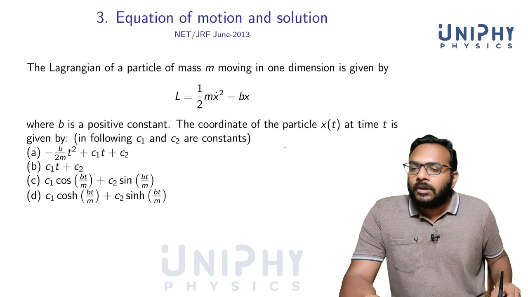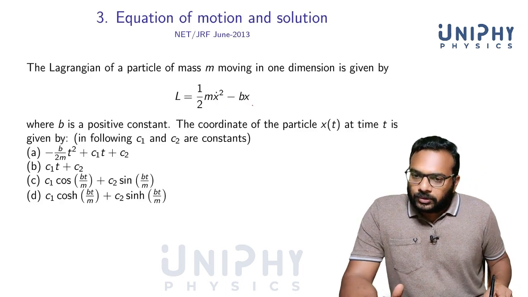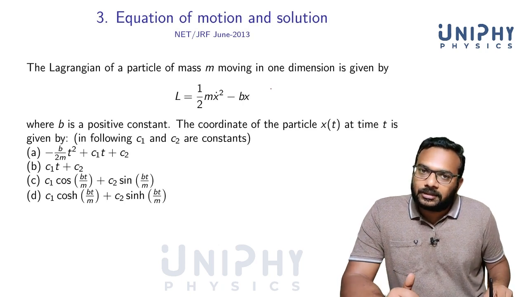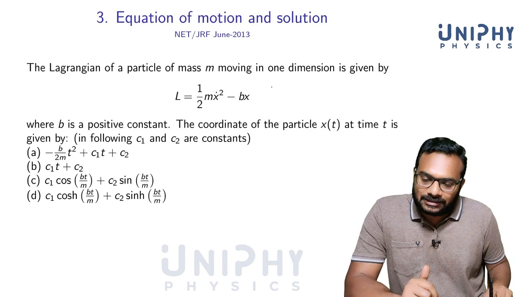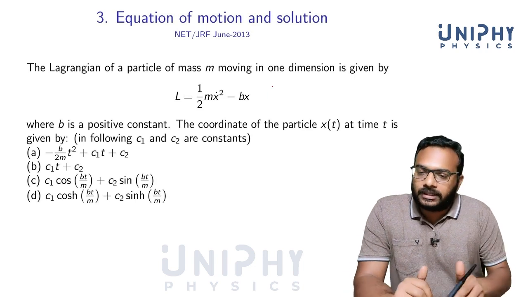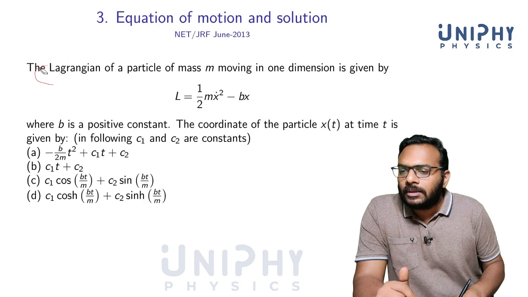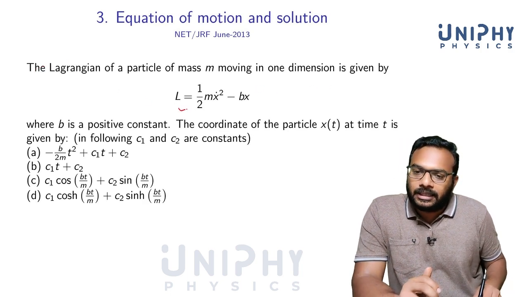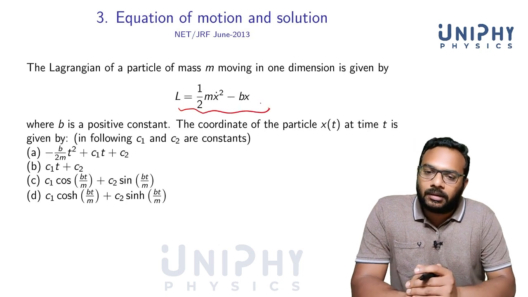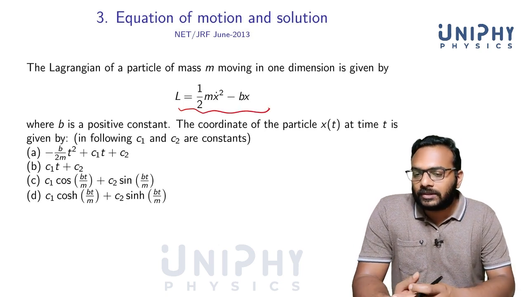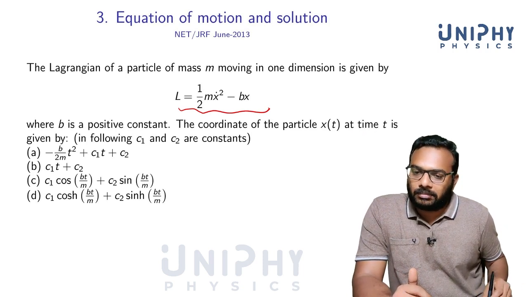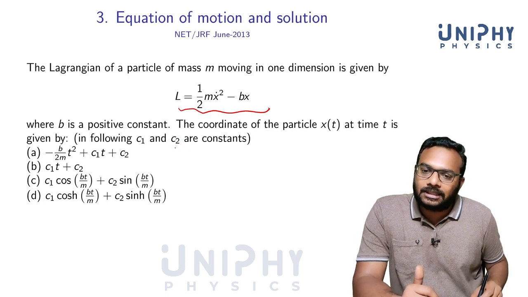All right, here is another problem. It's a simple problem, but here we are asked to write the Lagrange's equation, which is a differential equation obeyed by the system, and solve it. The Lagrangian of a particle of mass m moving in one dimension is given by L equal to half m x dot square minus b x, where b is a positive constant. The coordinate of the particle x of t at time t is given by the following, where c1 and c2 are constants. So, we have to write down the Lagrange's equation and then solve it.